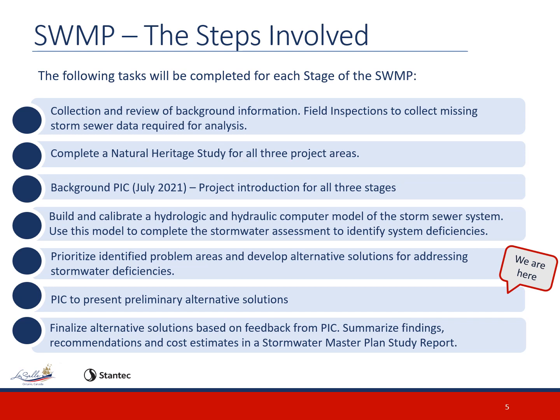Build and calibrate a hydrologic and hydraulic computer model of the storm sewer system. Use this model to complete the stormwater assessment to identify system deficiencies. Prioritize identified problem areas and develop alternative solutions for addressing stormwater deficiencies. Hold PICs to present preliminary alternative solutions for their respective stage, which is the step we are currently at, and finalize alternative solutions based on feedback from each PIC. Summarize findings, recommendations, and cost estimates in a Stormwater Master Plan study report. Separate SWMP reports will be provided for Stage 1, 2, and 3.